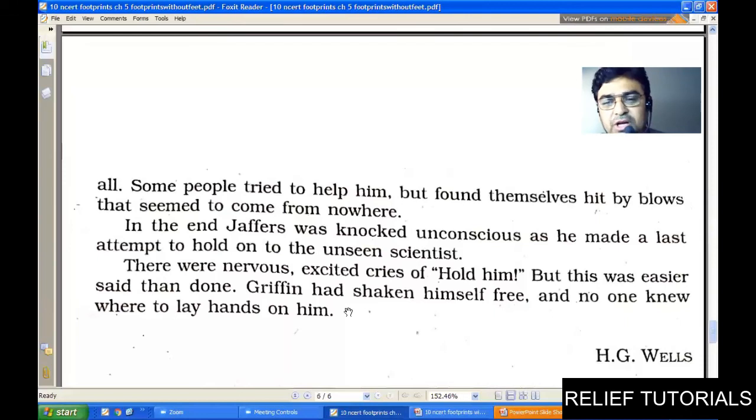So here our story ends. It is the supplementary reader titled Footprints Without Feet, by H.G. Wells. H.G. Wells is a very big name, so it is a treat to have something from H.G. Wells. I hope you have enjoyed and understood the chapter properly.